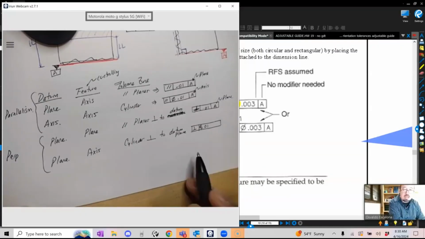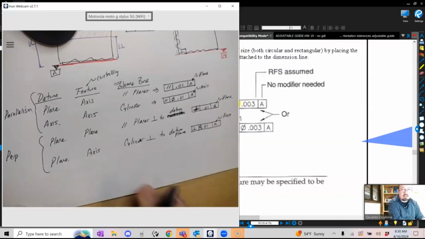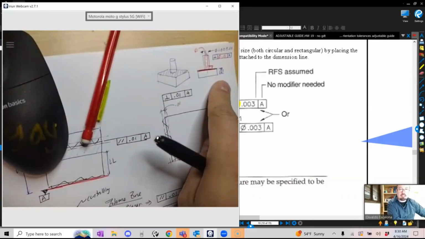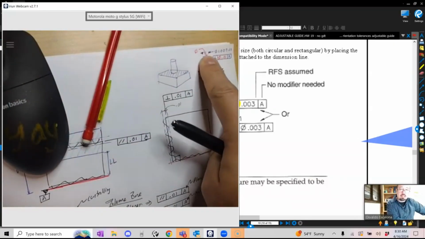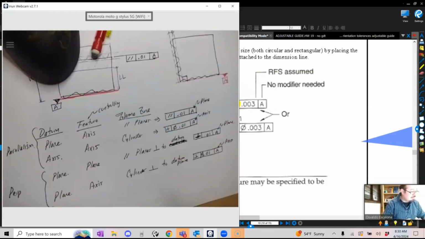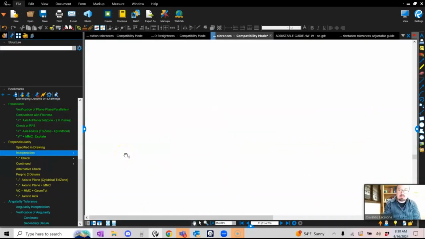You gotta make sure this is a diameter, so you gotta put the diameter, and then we put datum, and this will be an axis. That's the one that we did here before, right? It's an axis. That's why I'm controlling the plane and I'm controlling the axis, and the axis has to be within a cylinder. That's why we have a diameter there. Okay. Let's go to interpretation. This is the same concept here.